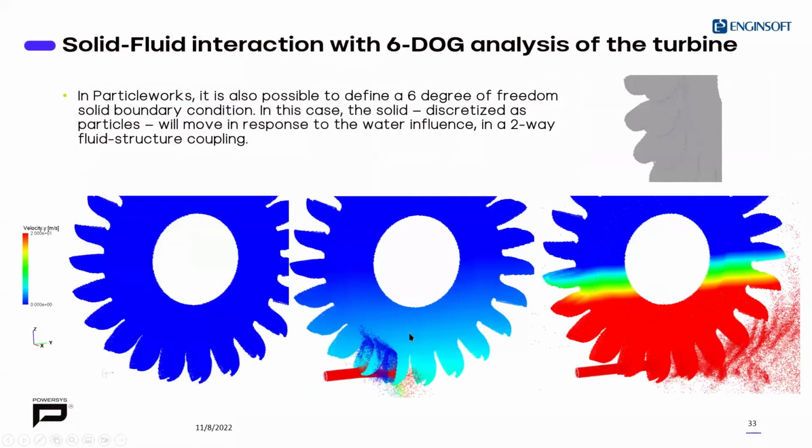Okay. So regarding the fluid interaction simulation using the 6 degrees of freedom analysis, for example, here this is a turbine, and yes, it is possible to make this kind of simulation with particles, where we use the particles to discretize the solid here, and we run the simulation to see how the fluid is pushed up, making the turbine rotate.